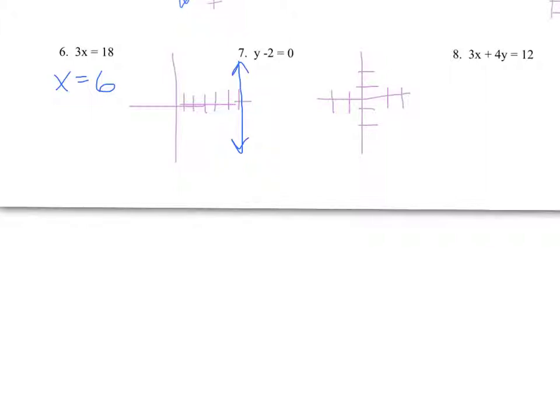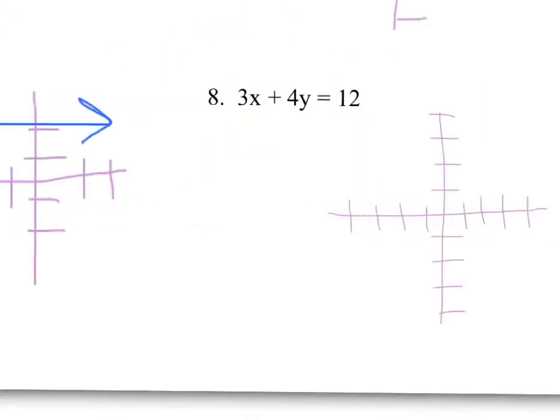For number 7, we also need to do a little bit of work before we graph. So I'm going to add the 2 to the other side. So I have y equals 2. And now I know that since I have a y equals equation, I have a horizontal line through 2 on the y-axis.